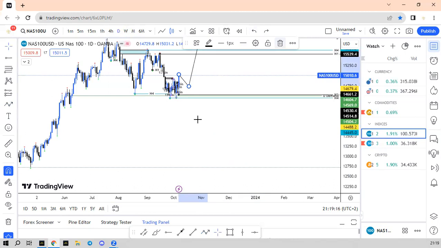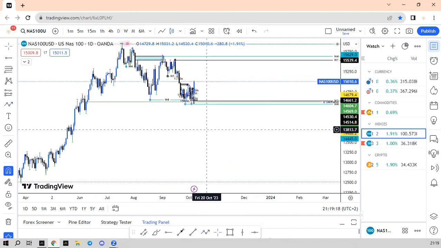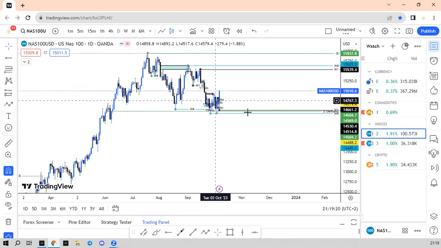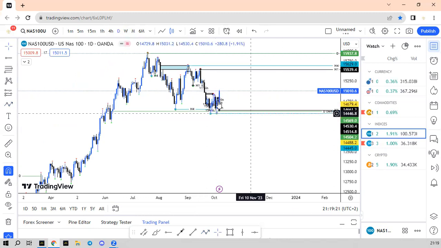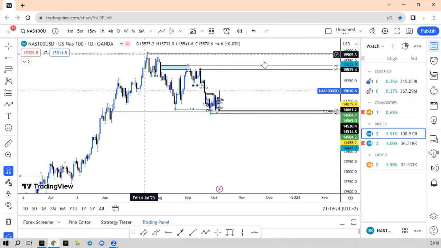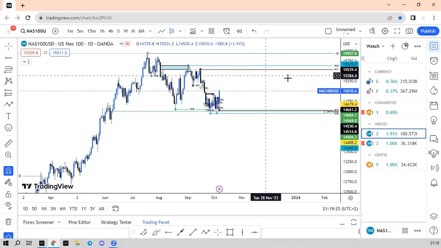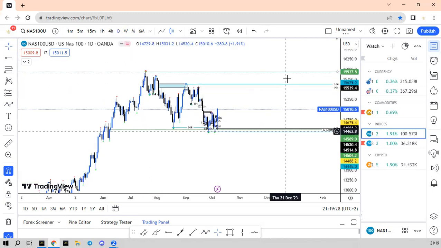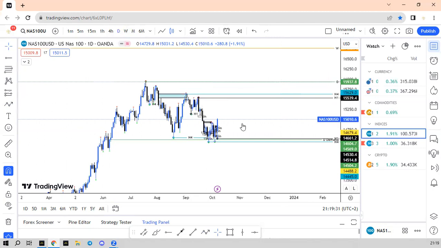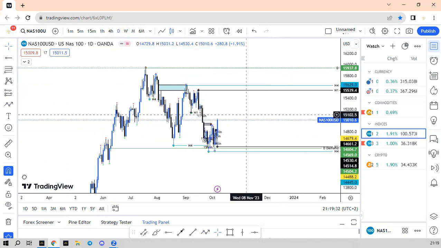So I see all the confirmation that I need for me to start buying this. I'm gonna buy and I'm gonna target high first, but I will also target this high. So we'll see next week how it goes.